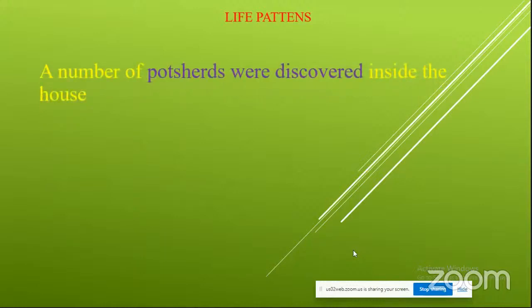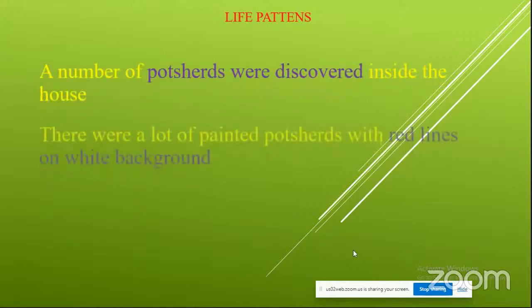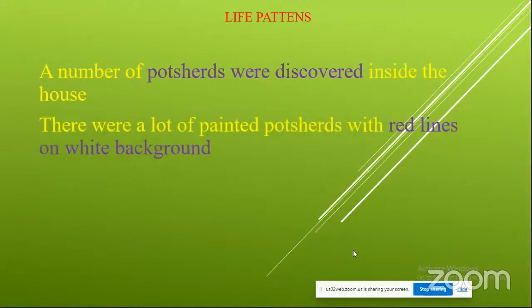A number of potsherds were discovered inside the house. In this Udaranchamadam house, we have discovered some potsherds. Potsherds means pieces of a pot. Now, this pot had been made using a simple machine. So, how do we know that it was made using a simple machine? When painting the clay pot, now after making the clay pot, it was burnt.